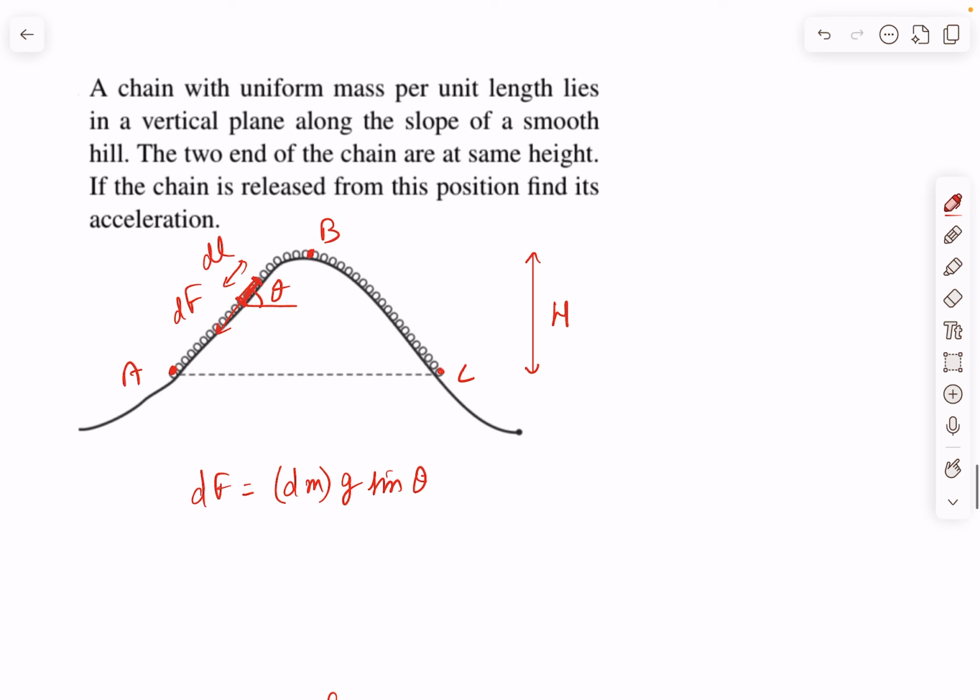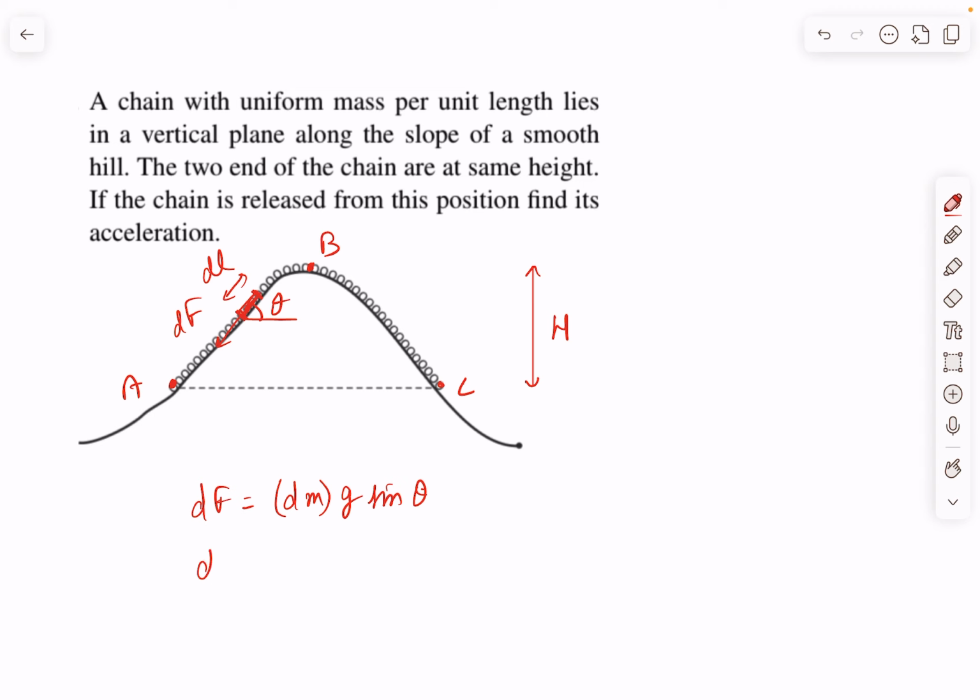near its position. Now dm we can write as, let us assume lambda is the linear mass density, lambda into dl, this will be dm. So if you substitute this value of dm, then we get df equal to lambda dl into g into sine theta. And if we integrate, we will get the total tangential force due to the part AB.